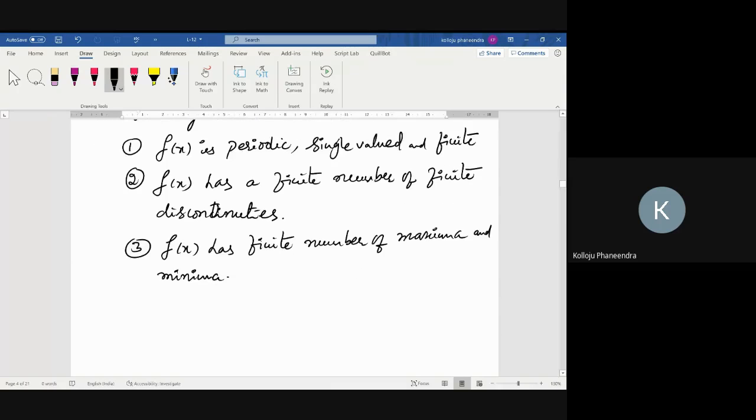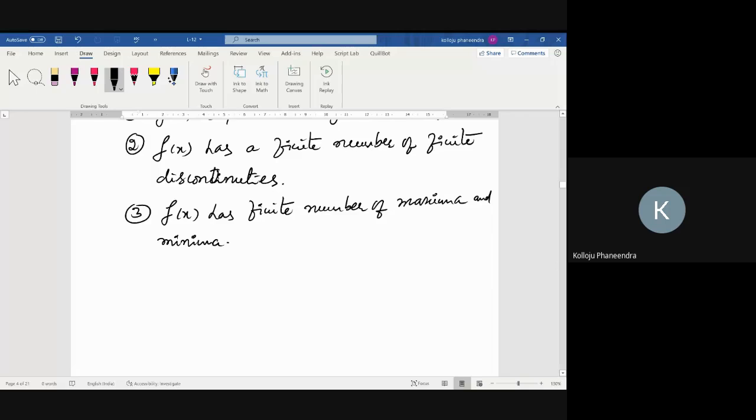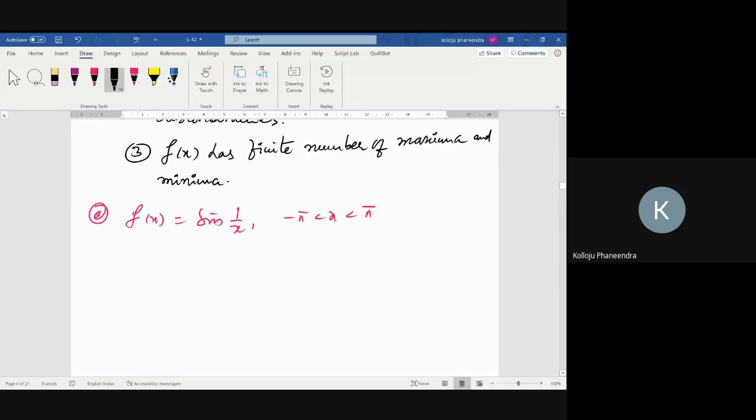To get a clear explanation about this, let us consider one problem. The first one: f of x equal to sine 1 by x, and let me consider the interval as minus pi to pi. What is the solution? Sine x, its range is minus 1 to plus 1.